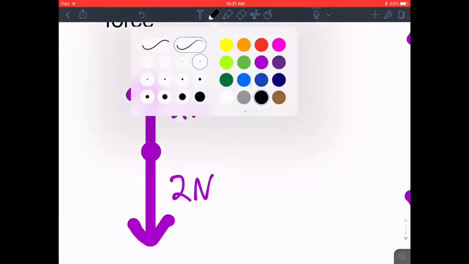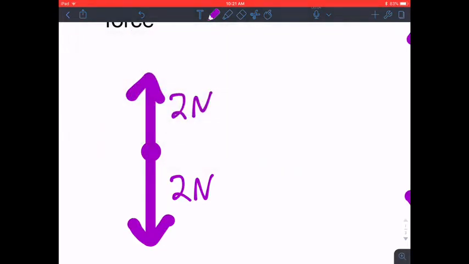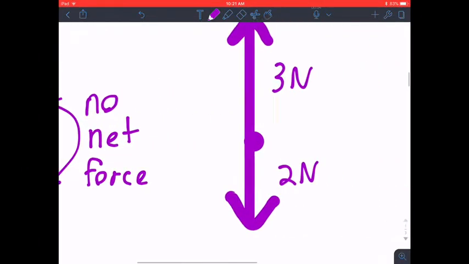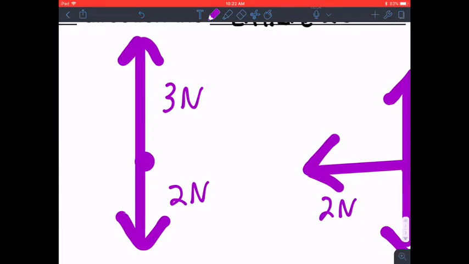Okay, so let's use some examples. Here we have two forces, and they are in opposite directions. Those two forces are equal, and so in this case, there is no net force because there's no difference between those forces. In this case, we have two forces that are in opposite directions, but they are not equal, and so there is a net force. And the net force is equal to the difference between those forces. 3 minus 2 is 1 Newton.